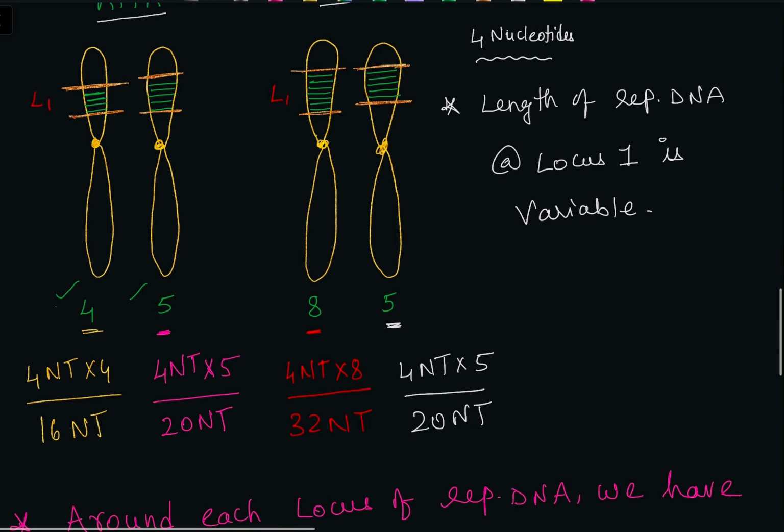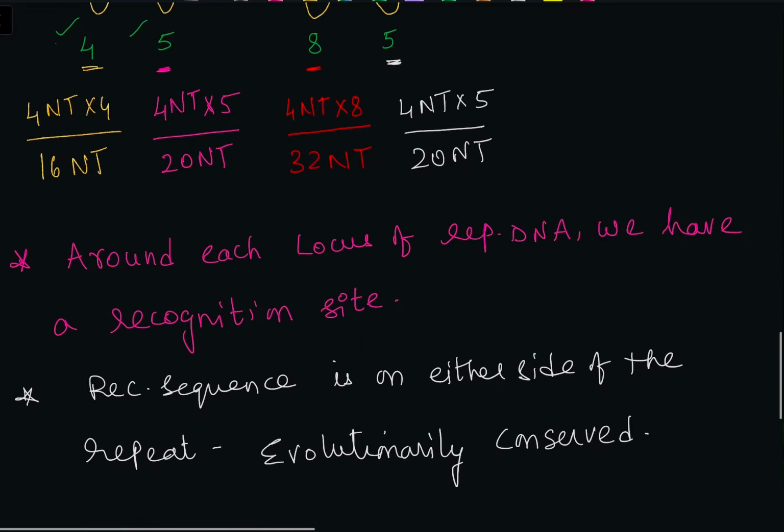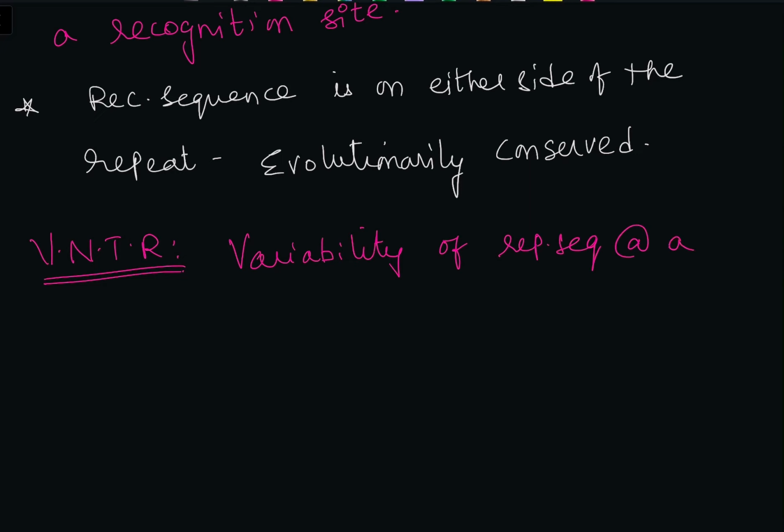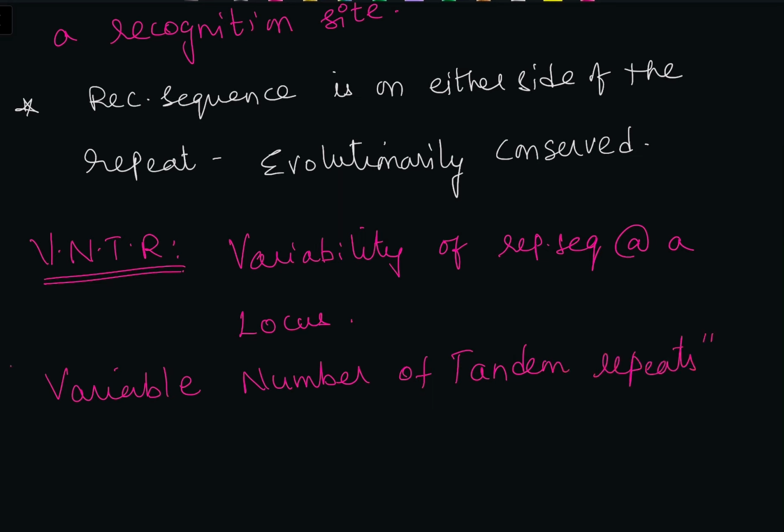Now, the VNTR, what is this? Variable number of tandem repeats. It is this variability in the number of repeats which is otherwise called VNTRs. VNTR stands for the variability of the repetitive sequence at a locus, that is referred to as variable number of tandem repeats. So the number of times it is repeated is variable? Yes, variable number of tandem repeats, one after the other. Now it is this VNTR that forms the basis of DNA fingerprinting. So I hope this is clear.